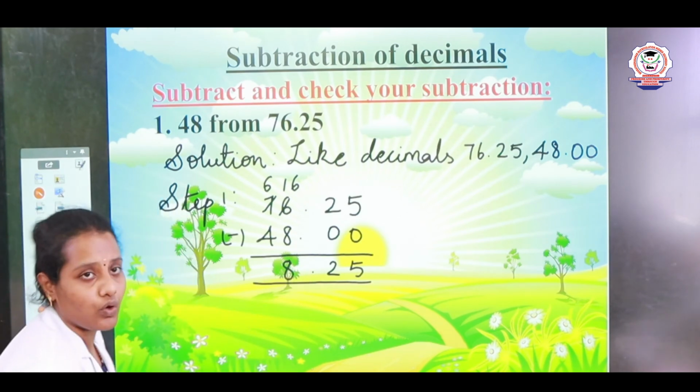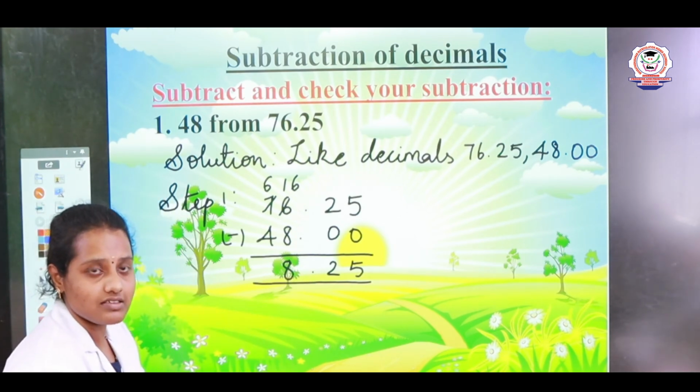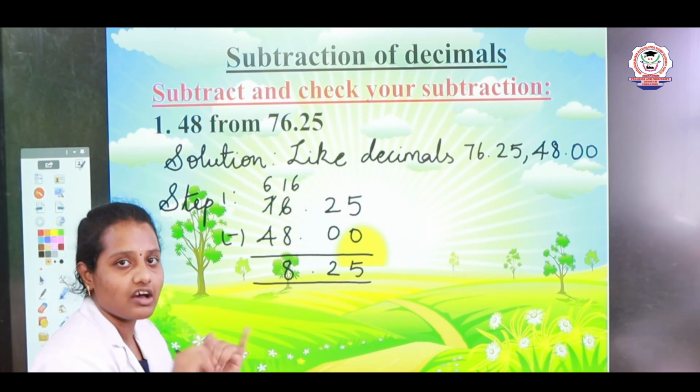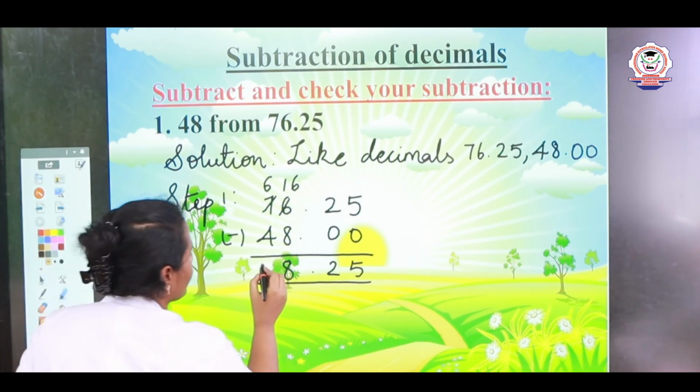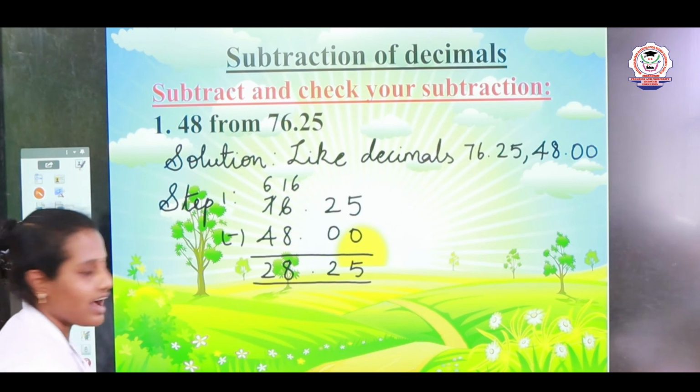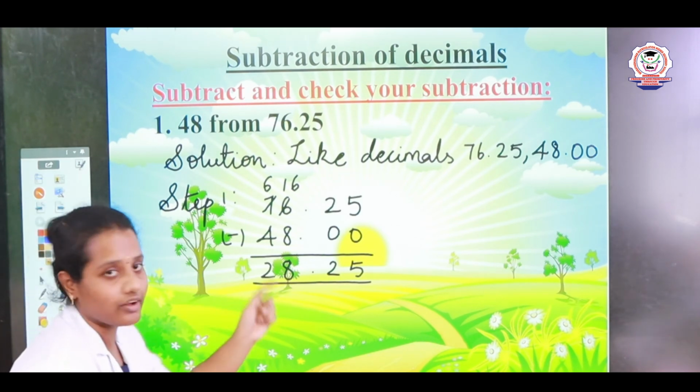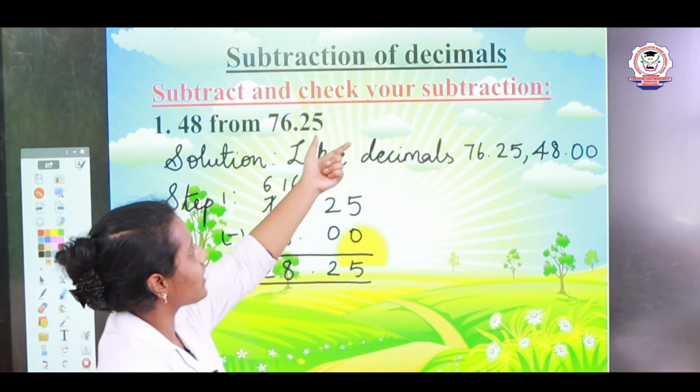Now 6 minus 4. 6 fingers and we want to close the 4 fingers. The remaining is 2. So you want to write the 2. We got the answer, that is 28.25. Now we are going to check your subtraction.